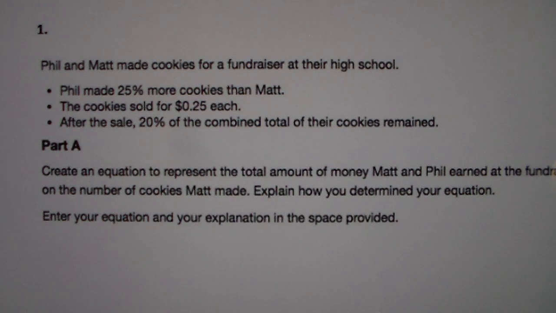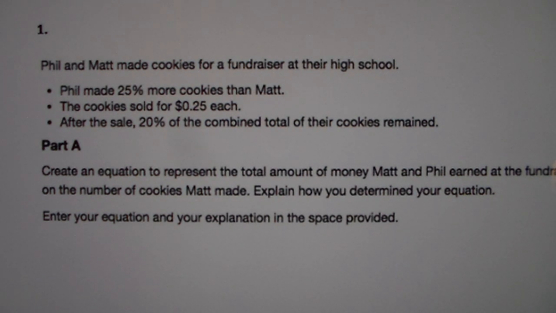Let's do a better example. Let's say Matt made 8 cookies. That means 25% of 8 is 2 cookies. 1/4 of 8 is 2 cookies. So Phil made a total of 10 cookies. So if Matt made 8 cookies, Phil made 10 cookies. That's what the 25% more means. So Phil made 25% more cookies than Matt.